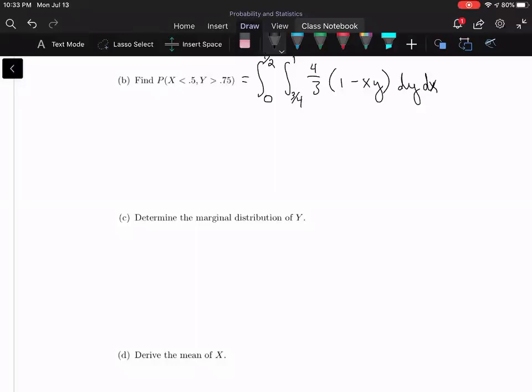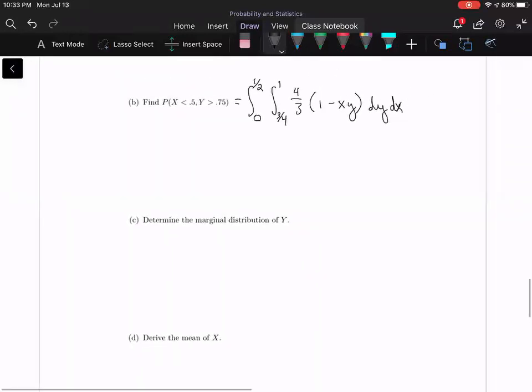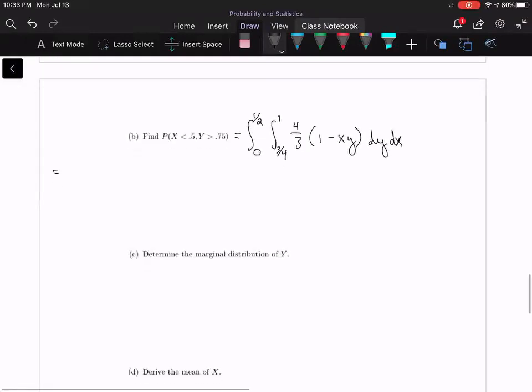From the chat board on the side, it looks like a number of you got the answer 25 divided by 192, which is 0.1302 in decimal form. And that's what I got. So let me go through and demonstrate how to progress from the integral that we set up together. So you're integrating the inner integral first.